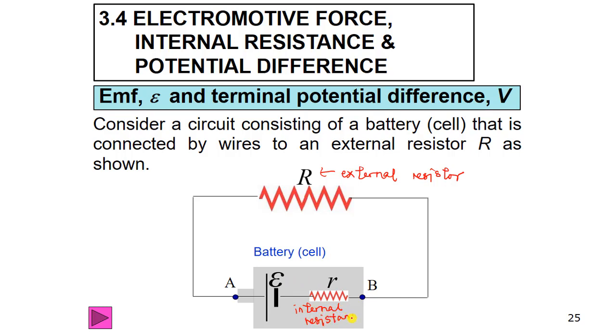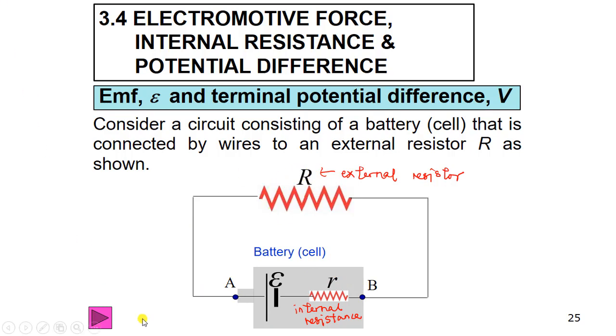Resistance yang wujud dalam battery itu sendiri, I call it as internal resistance. Okay, so I have a battery with internal resistance r. I connect it to an external resistor, capital R.